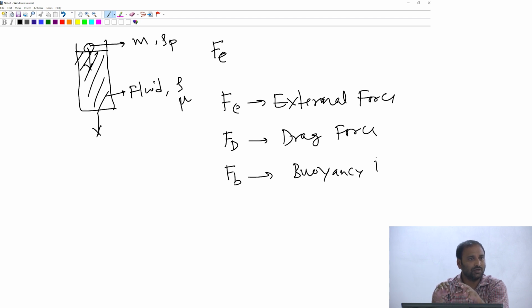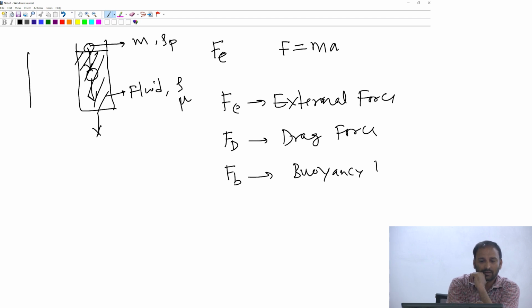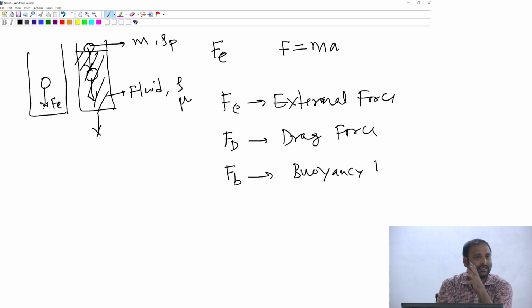Now what you can do is write a simple force balance. You can use Newton's second law, that is F is equal to ma. So can we think about the direction of each of these forces? Say I have a particle in a fluid. This is your Fe, which is acting downwards. What could be the direction of Fd, which is the drag force?